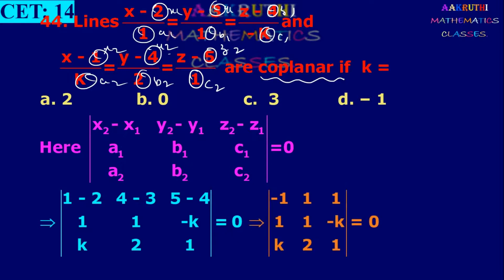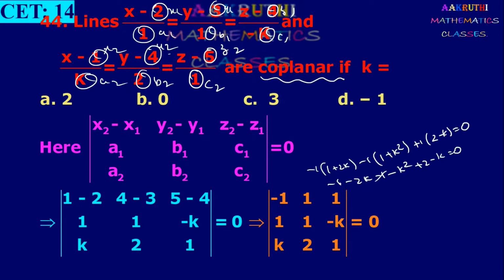So this implies the determinant of minus 1, 1, 1; 1, 1, minus k; k, 2, 1 equal to 0. So this implies minus 1 into 1 plus 2k, then it is minus 1 into 1 plus k square, then it is plus 1 into 2 minus k equal to 0. So here we get minus 1 minus 2k, and here we get minus 1 minus k square, and here we get 2 minus k equal to 0.